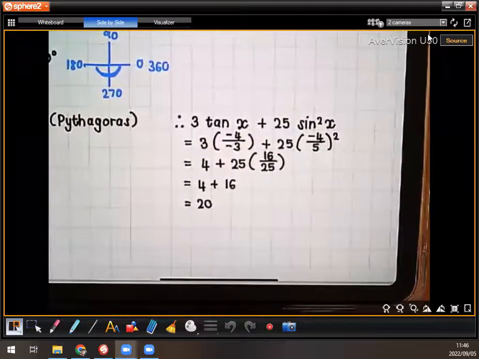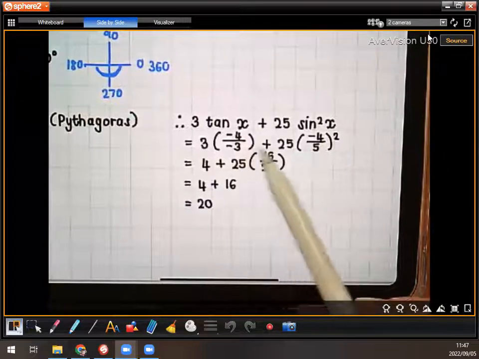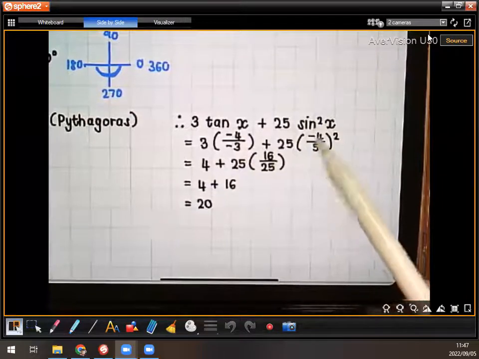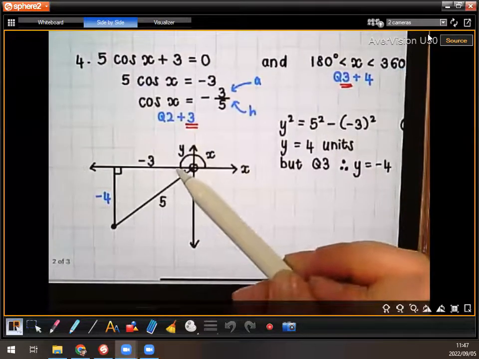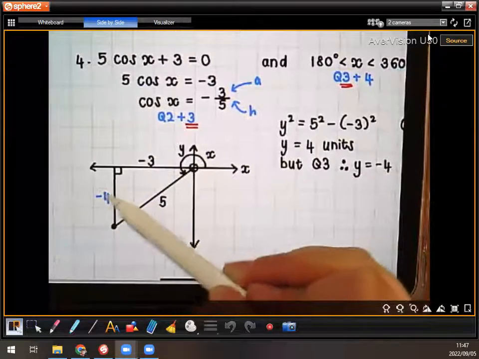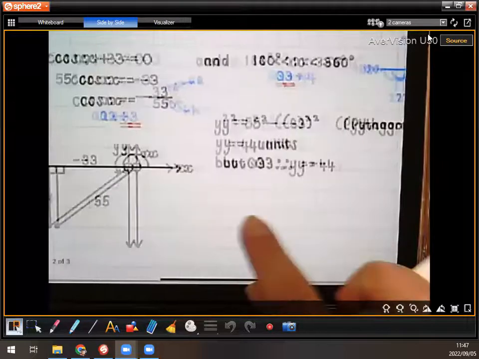So 3 times tan x, remember tan is opposite over adjacent. So the -4 that we calculated over the -3 that we had, which is just 4 over 3. And then for sine squared x, guys, that's just sine x that we squared. Okay, so I'm just going to show you on the picture quickly. Sine, if this is our x angle, sine is -4 opposite over hypotenuse 5. And then you square that.